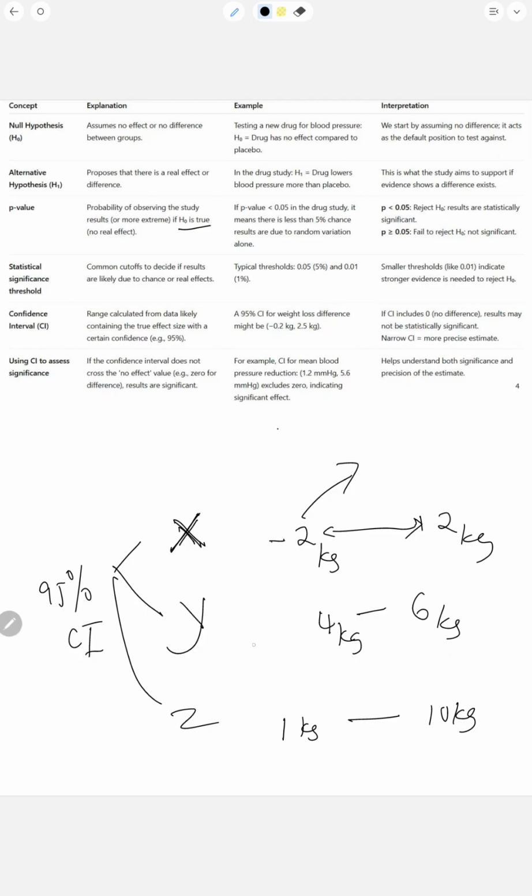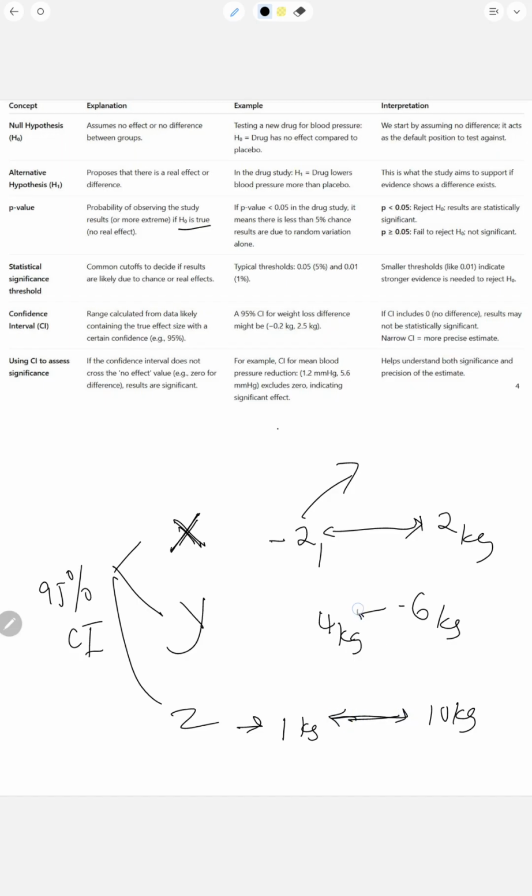On the other hand, look at drug Y and look at drug Z. So 4 to 6 obviously does not include 0. 0 is going to be, if you're going to draw a number line, it would be somewhere there, right? So it's 4 to 6 kg, fine. So drug Y lowers weight anywhere between 4 kg and 6 kg, and drug Z lowers weight between 1 kg and 10 kg, right? So that's what we have.